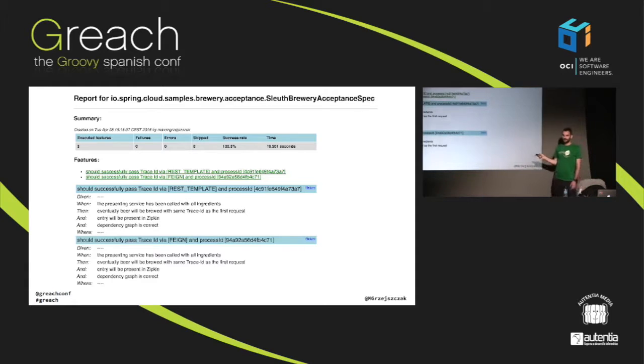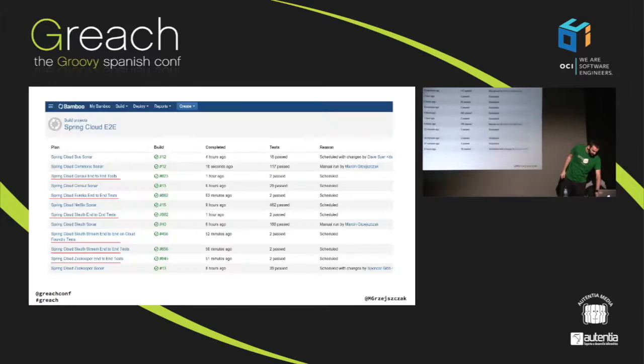This is the screenshot from Spock Reports. You can see the labels that I showed you. There are two tests, because one is for REST template and one is for Feign. And you can see that the process IDs are different here, because they have been generated each time an iteration of the where clause took place.